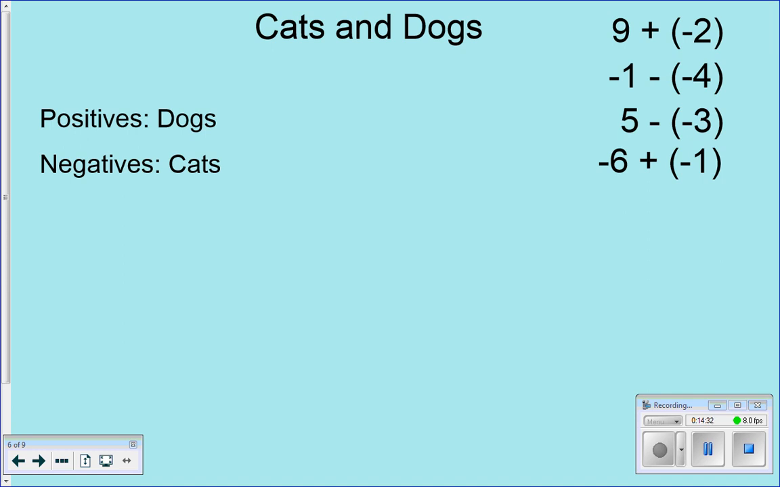Let's try this one. Okay? So if I were you, I'd write down a few examples in your notebook, at least 2, maybe 3. We need to make sure we get them written down in our notebook. So, negative 1 minus negative 4.